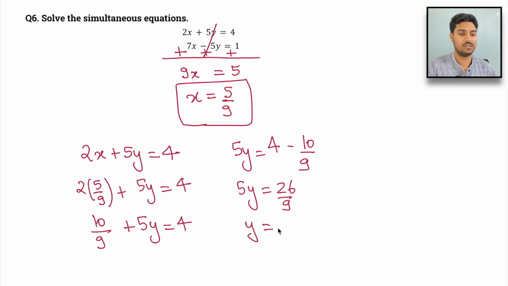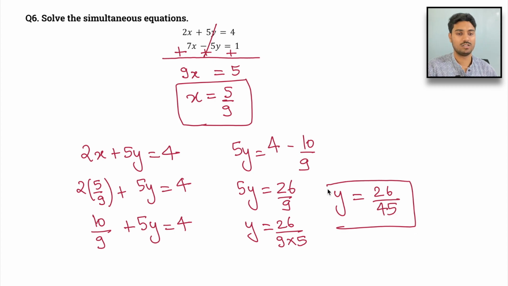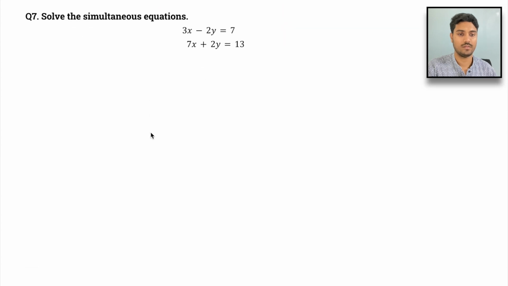And then y equals 26 upon 9 multiplied by 5. Hence y equals 26 upon 45. 9 5s are 45 and they cannot cancel out. We cannot simplify this further. Hence we have this answer, 5 by 9 and 26 by 45. Let me check. Yes, so that's the answer. With this, let's move on to question number 7 now.